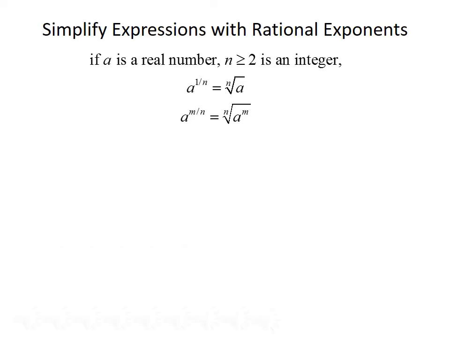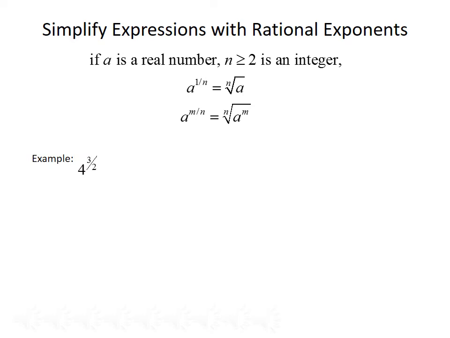For the last part of this lecture, we want to talk about rational exponents. If a is a real number and n, an integer greater than or equal to 2, and we have a raised to the 1 over n power, the denominator of the fraction in the exponent tells you the index of the radical. So a to the 1 over n is the same thing as the nth root of a. Similarly, a to the m over n would be the nth root of a to the m. Again, when you have a rational exponent, the numerator of the exponent gives you the power of your base, and the denominator of the exponent gives you the index of the radical.